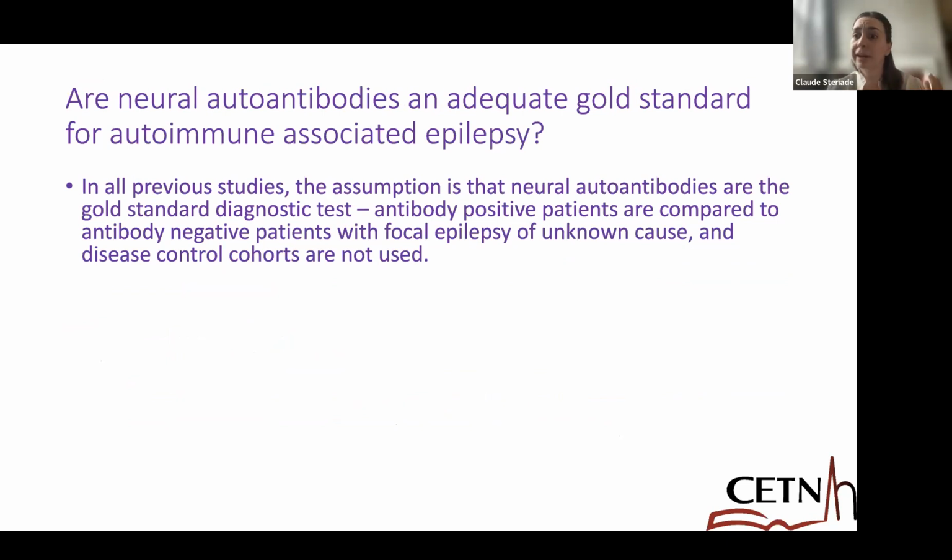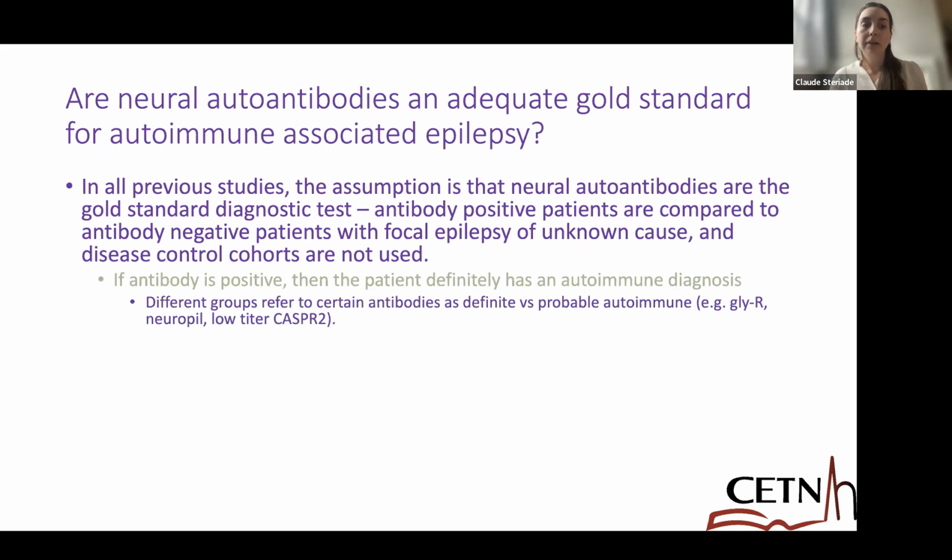In a lot of the prior studies that have developed these scoring tools to determine who's autoimmune and how you can predict if someone's autoimmune, the assumption is that when you get your antibody panel back, this is your answer. If your patient has an antibody, they're autoimmune. If they don't have an antibody, they're not autoimmune. That's kind of problematic. So let's look at both aspects of this assumption.